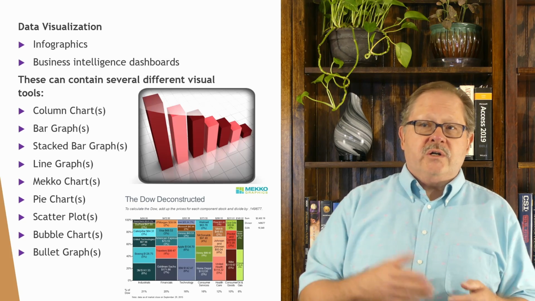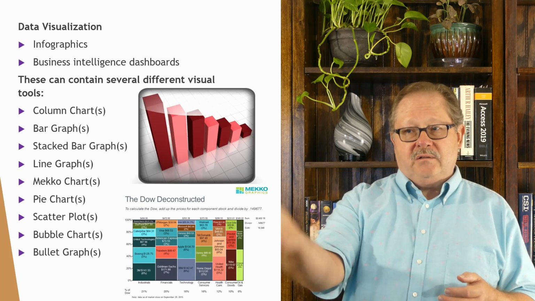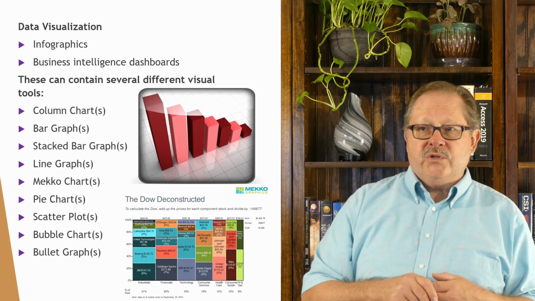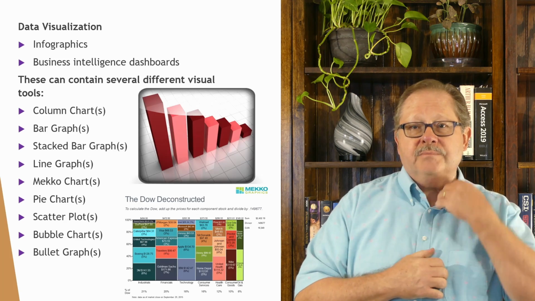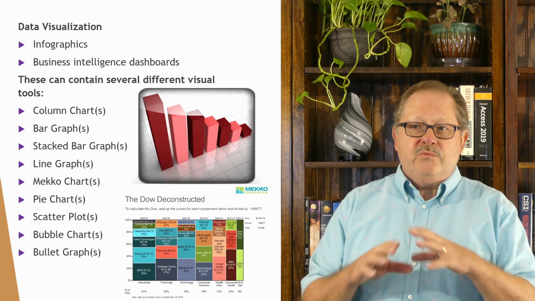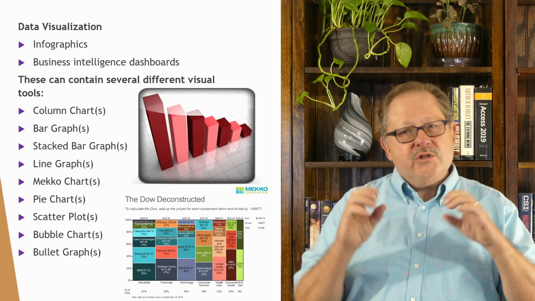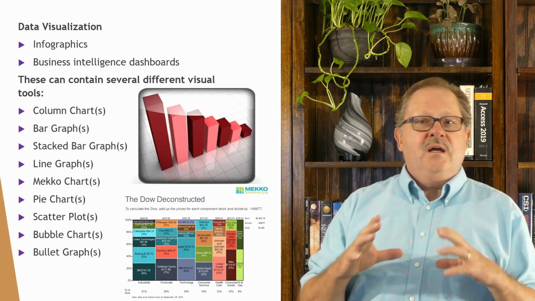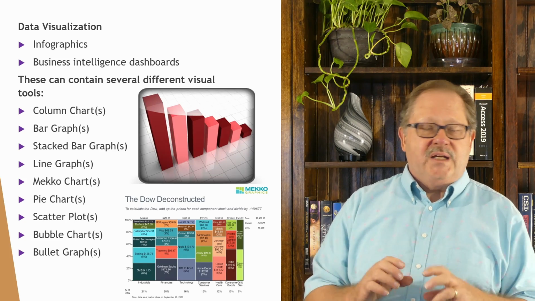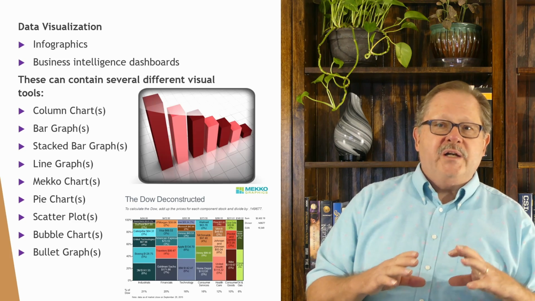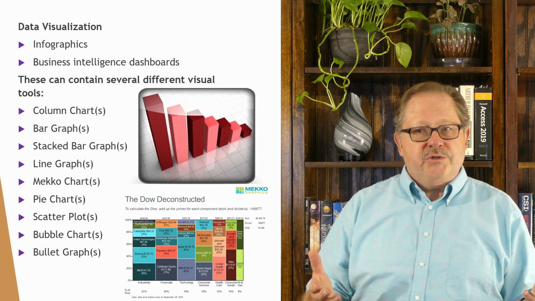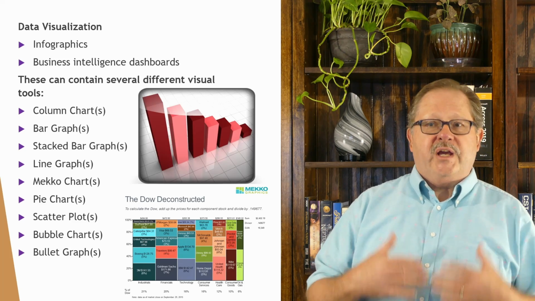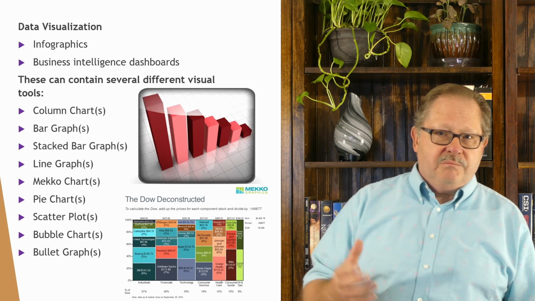The Mekko charts that you see in the bottom right picture there on the screen, that bottom right picture allows you to see it in relationship to the size of the particular pieces of data in there. And then, of course, pie charts allow you to see size, but they're 2-dimensional. And there's scatter plots and bubble charts and bullet graphs.